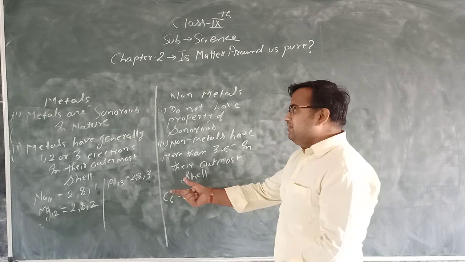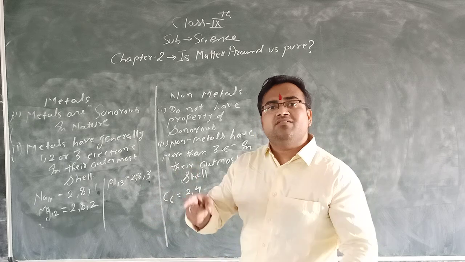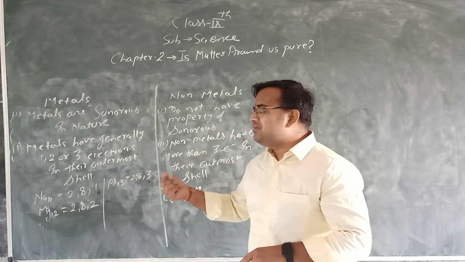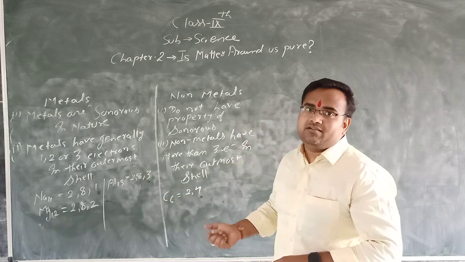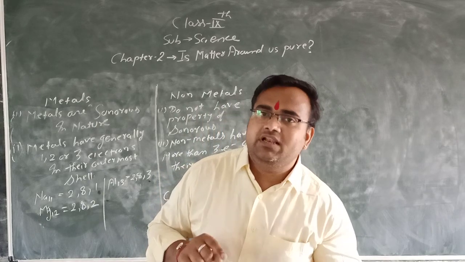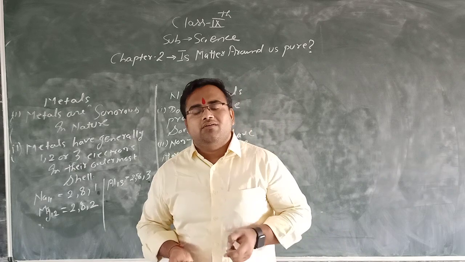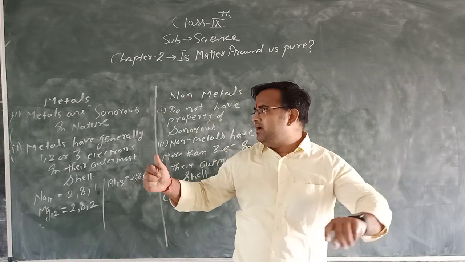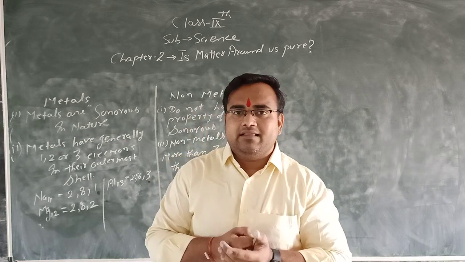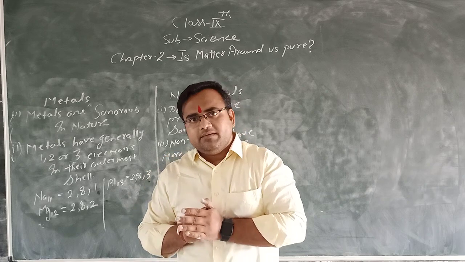Clear? So this is the most important point to distinguish between metals and non-metals. Metals generally have 1, 2 or 3 electrons in their outermost shell, and non-metals have more than 3 electrons in their outermost shell. Very important point, and this point would help you in your next classes to distinguish between the metals and non-metals. Clear?